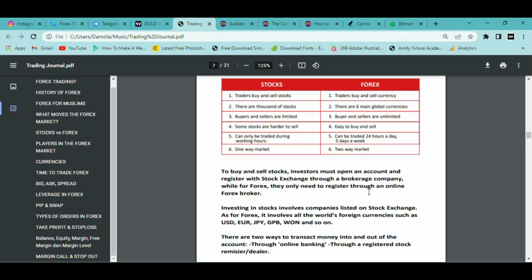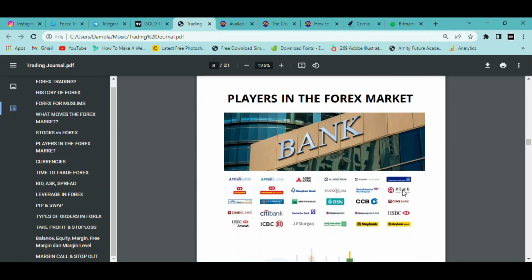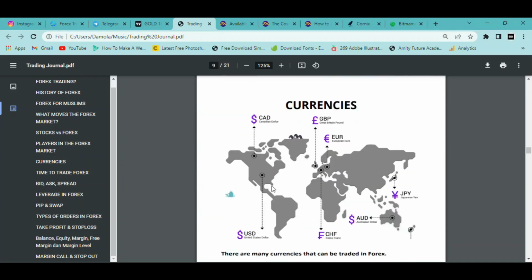So the major currencies we have in Forex are the USD, that's the US dollar, the euro, Japanese yen, Great Britain currency, and so on and so forth. So we have a lot of them. Now we have the players in the Forex market. For example, most banks also trade Forex. In fact, that's one of the ways in which they get their money. Banks trade Forex every now and then.